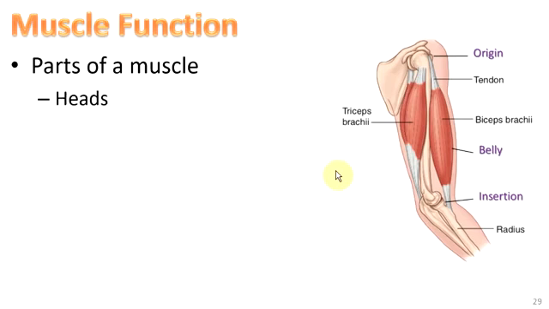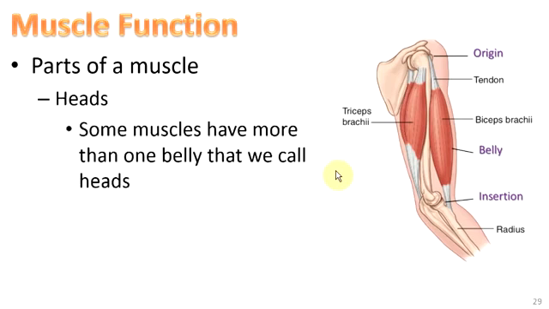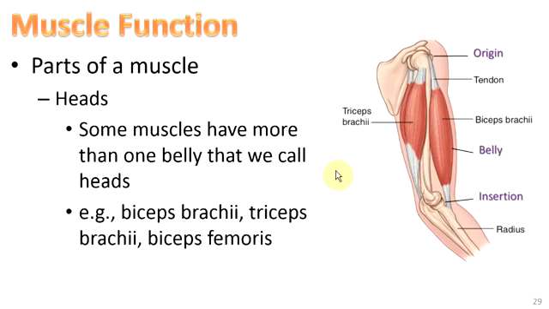Okay, so there are these things called heads of a muscle. Not all of them have them. Some muscles have more than one belly. And so where they originate is called the head of the muscle, or even the belly is called the head of the muscle sometimes. Examples are biceps brachii and triceps brachii.